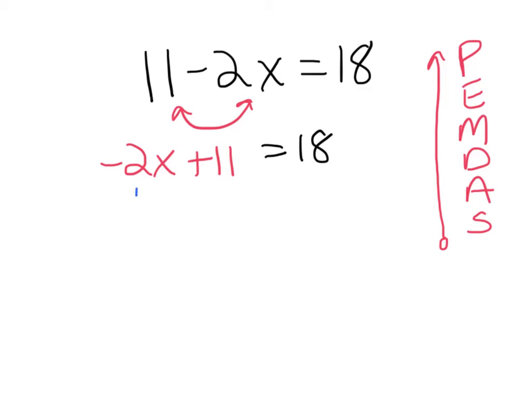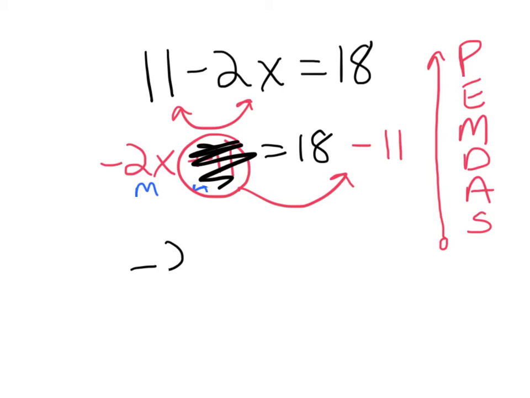My operations in this problem are multiply and add. Looks like I'm going to get rid of add first. When I take my plus 11 to the other side, it becomes its inverse. The inverse of plus 11 is minus 11. I still have minus 2x on the left side, but now that equals 7.